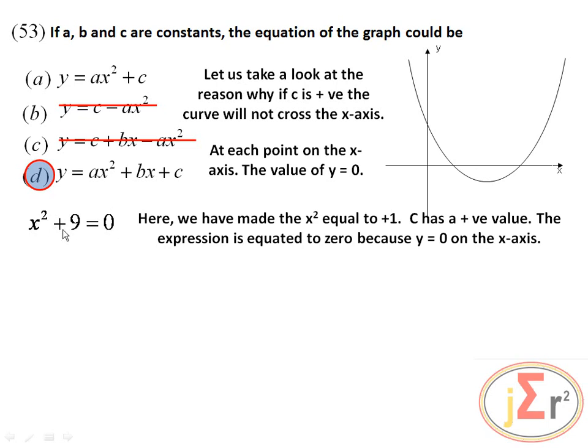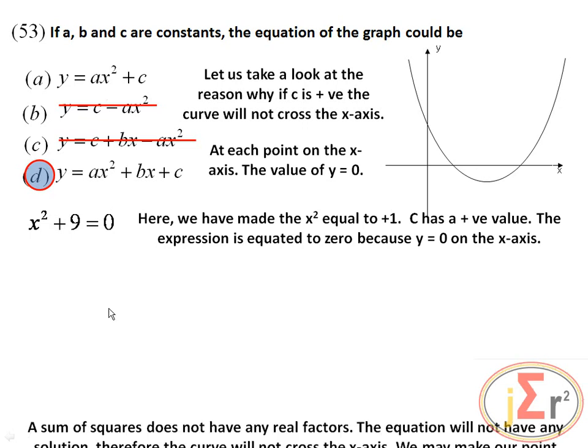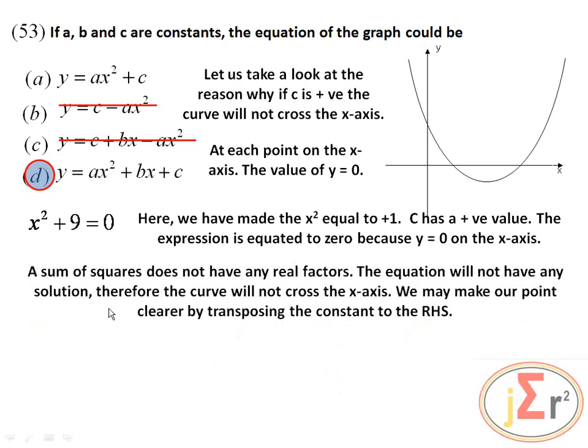We are inserting here in the place of c a positive 9. And we are saying that the coefficient of x squared, the value of a, is equal to 1. We have 1x squared, or just x squared. A sum of squares does not have any real factors. The equation will not have any solution. Therefore, the curve will not cross the x-axis.